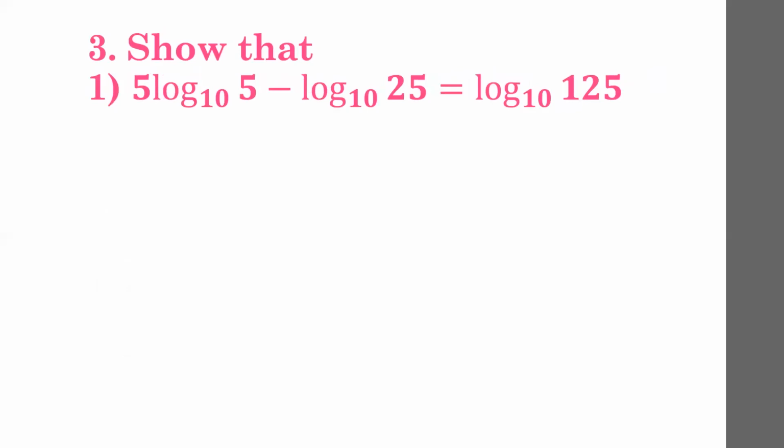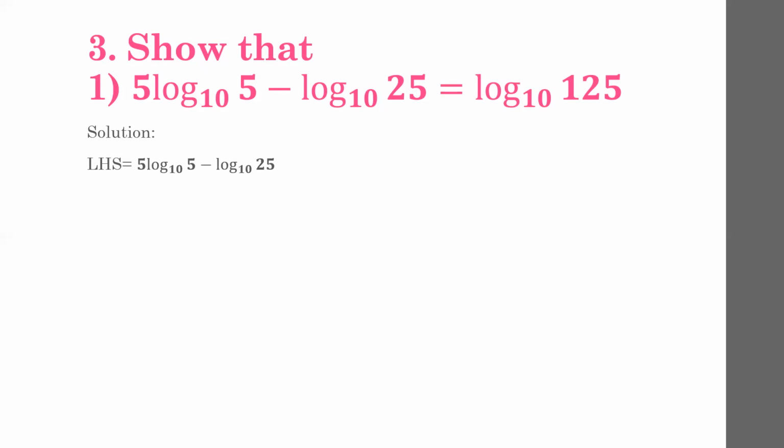Next math is number 3. First we have to show that 5 log 10 base 5 minus log 10 base 25 equals log 10 base 125. As this is a kind of proof, we have to start from the left hand side or the right hand side. For this particular math, we will start from the left hand side. So solution: left hand side equals 5 log 10 base 5 minus log 10 base 25. This kind of maths is very easy.